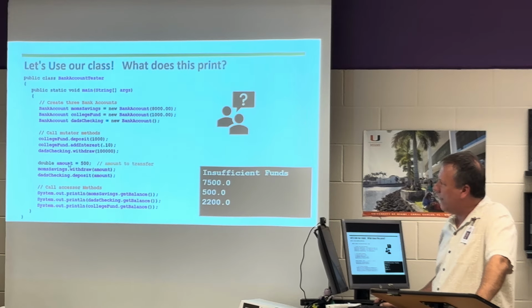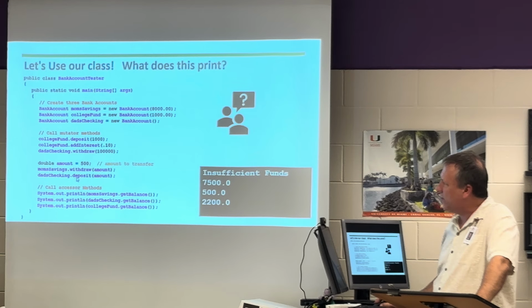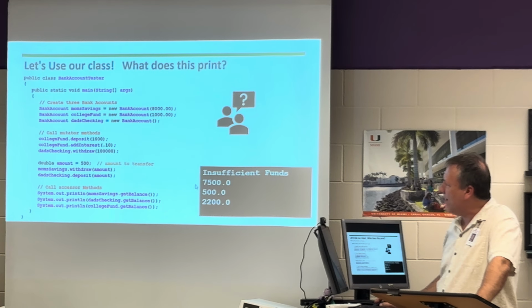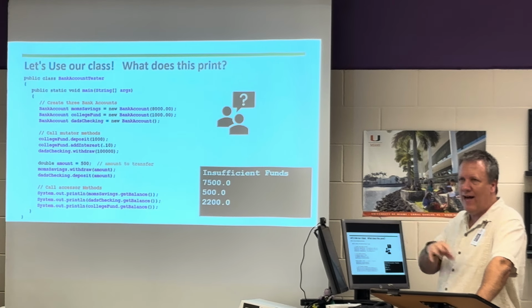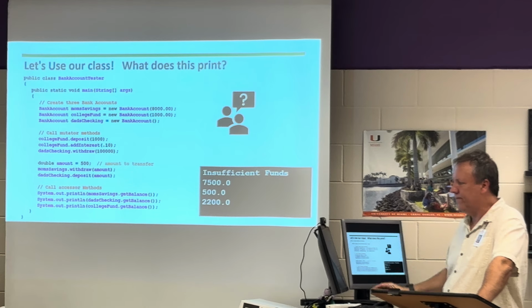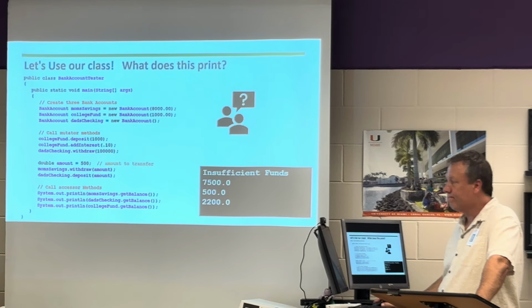And then I do what? I transfer 500 from mom's savings to dad's checking. So mom's savings is going to have 7,500, and dad's checking is now going to get 500, right? So now what's it going to print? Mom's savings getBalance, 7,500. Dad's checking.getBalance, 500. College fund.getBalance, 2,200. You've just put together a class, made some objects, and used it.